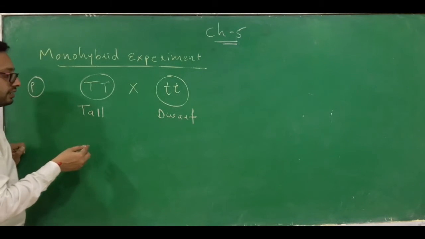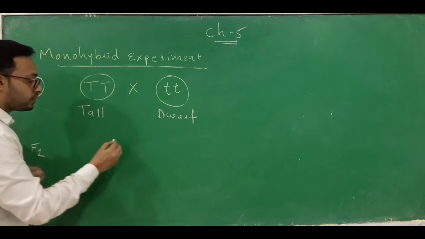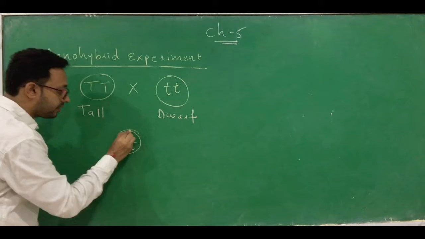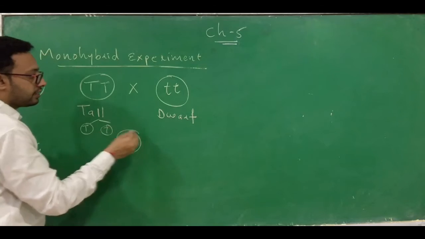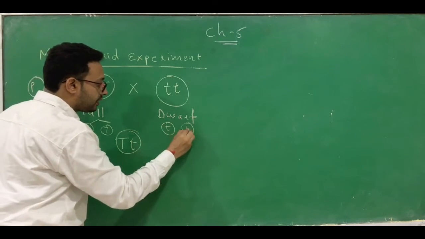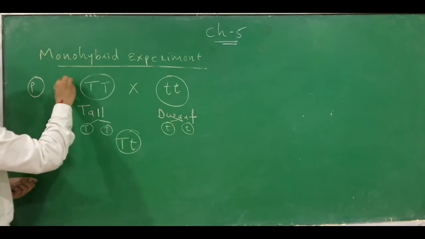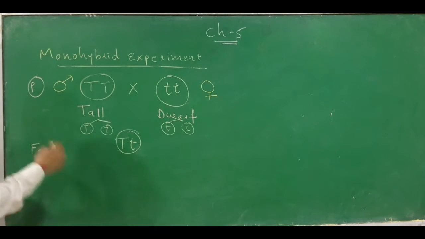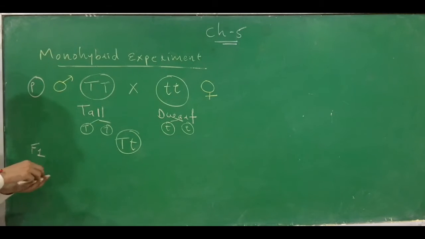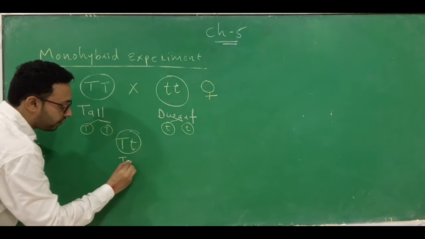Now after that he obtained the first generation, which we call the F1 generation. In the F1 generation he obtained all plants tall, capital T, small t. How? The gametes here are capital T, and here the gametes are small t. These are the gametes which are going to be formed. Consider one is male and the other is female. By this you obtain capital T, small t in the first generation. So all the plants in the first generation that were obtained are tall.